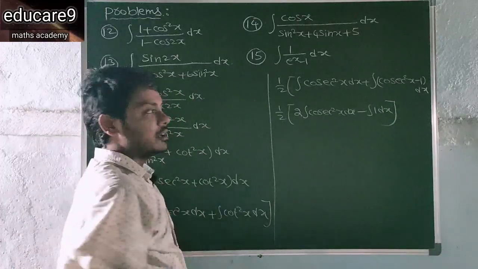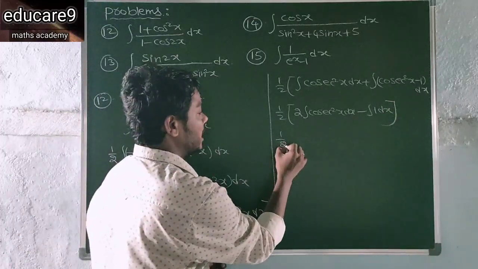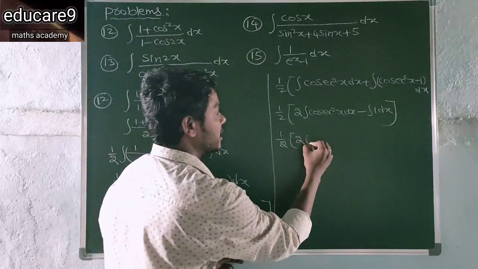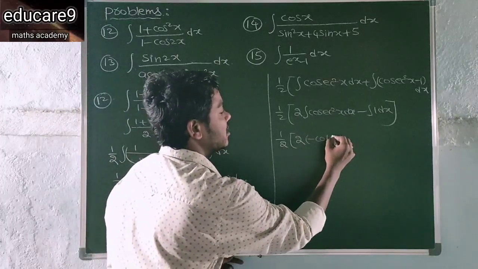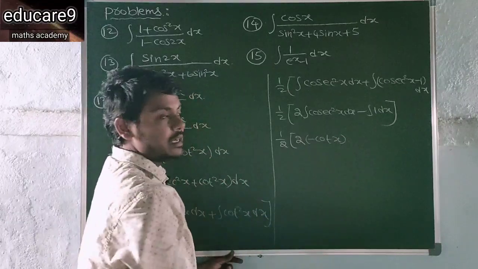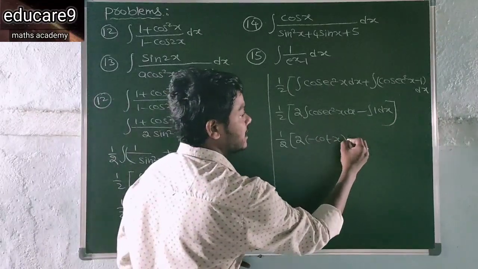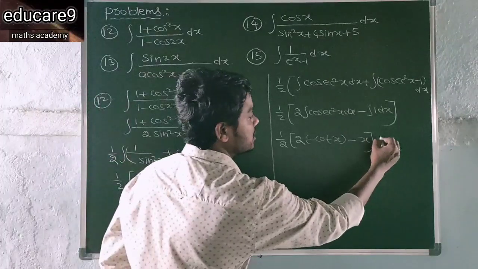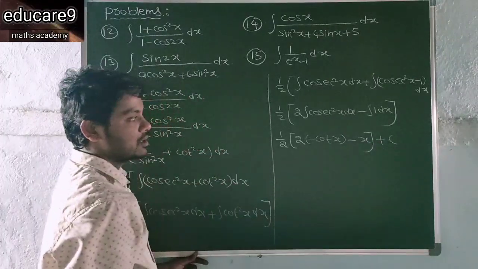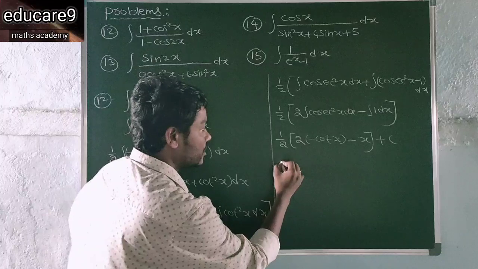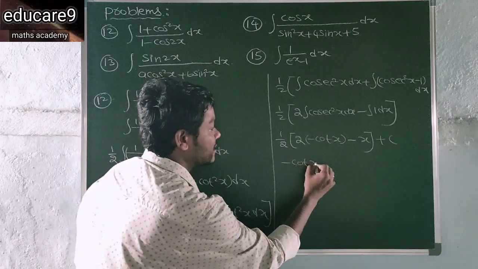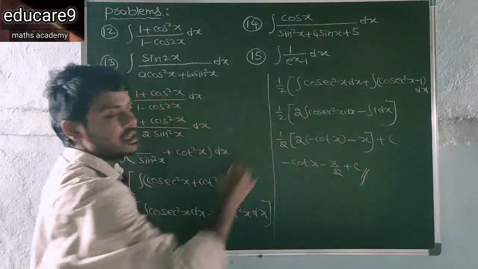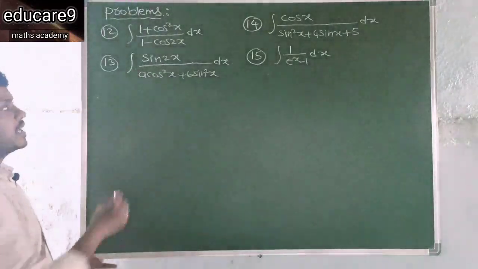Now integrate. So what you get? 1 by 2 into integration of cosec square x, that is minus cot x. Integration of 1 dx is x. Now multiplying inside, so this is plus c. So what you get? This is minus cot x minus x by 2 plus c. So this is the required answer. Now see here, 13th one.